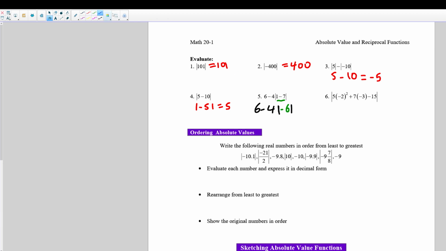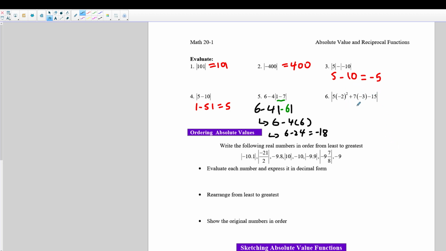And now we're going to multiply these two together. Actually, we'll do one more step. We'll have 6 minus 4 times positive 6, because the absolute value of negative 6 is just 6. And then we have 6 minus 24, which is equal to negative 18.